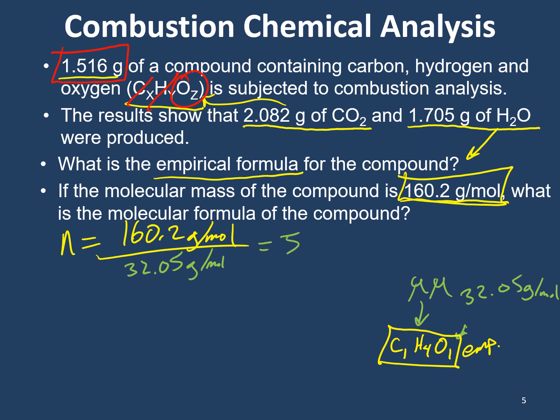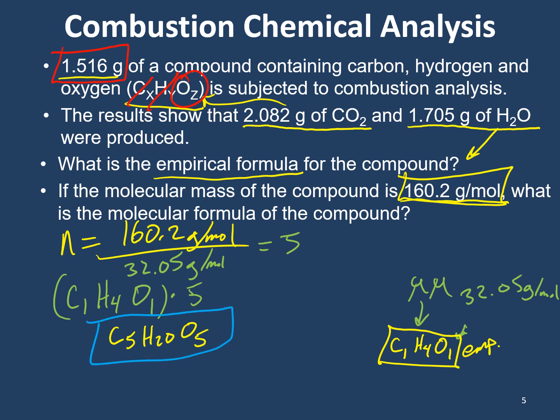So my last step here is to take my empirical formula, C1H4O1, and multiply the whole thing by 5. This will get me my molecular formula, which should be C5H20O5. And this is my final answer for the second problem here.